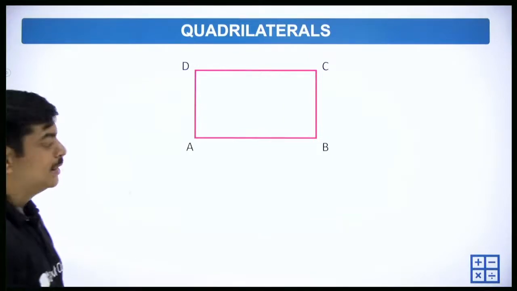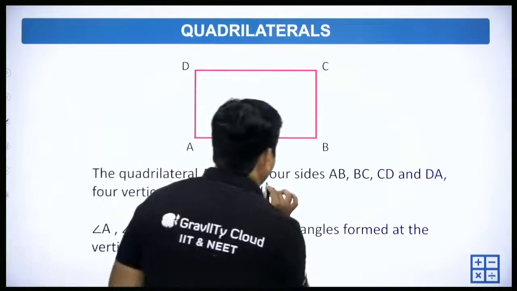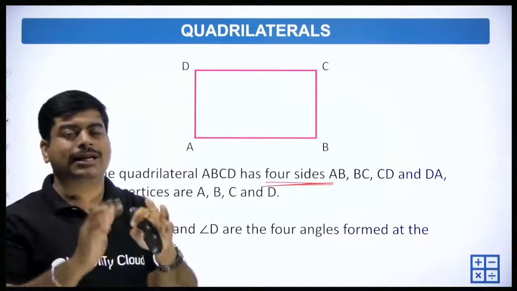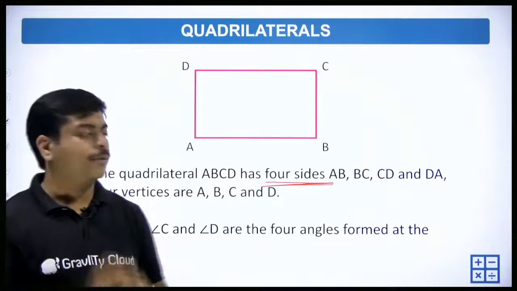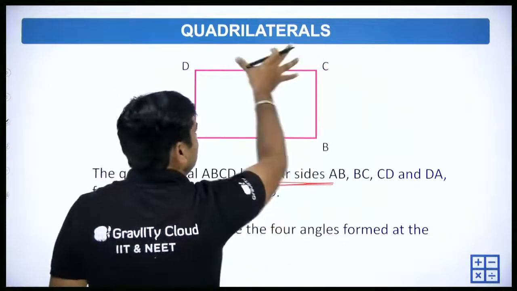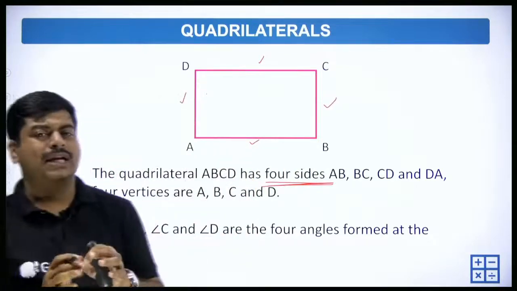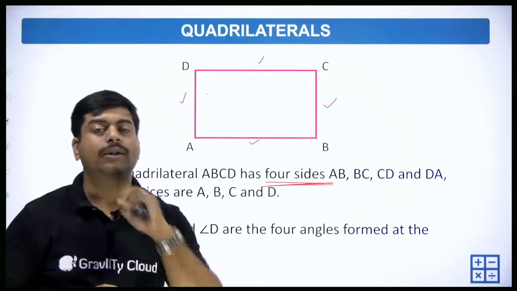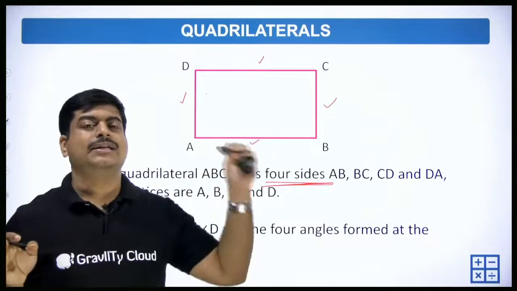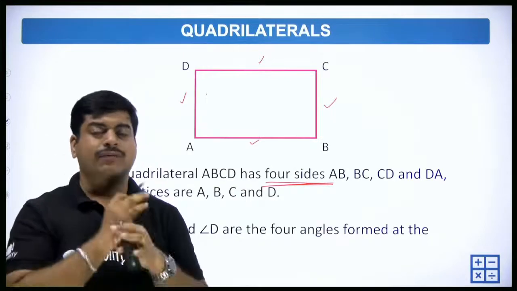This shape you're seeing here, the quadrilateral ABCD, has four sides. First, let's understand some terminology. Quadrilateral means a four-sided closed structure or four-sided polygon. The quadrilateral ABCD has four sides: AB, BC, CD and DA. These four sides are common for all quadrilaterals. If a figure does not have four sides, it is not a quadrilateral. With three sides, we say triangle; five sides, pentagon; six sides, hexagon. We have different names for all of those.